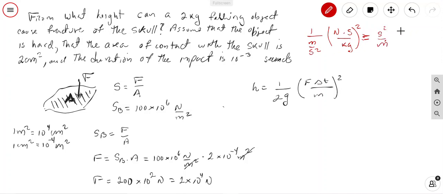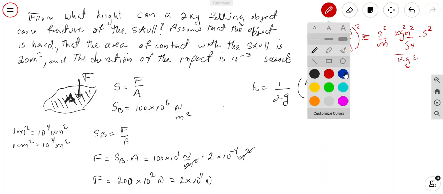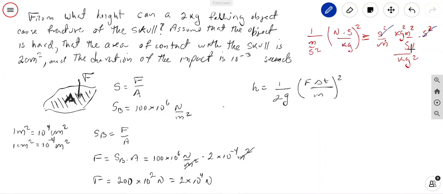And then the newton squared is going to be kilogram squared meter squared over second to the 4th, times second squared, all over kilogram squared. So we are going to simplify now. Second squared cancels with the second to the 4th we have below. This kilogram squared is cancelled out with this kilogram squared. This meter is cancelled with one of the meters we have over here, and our output unit is meter.